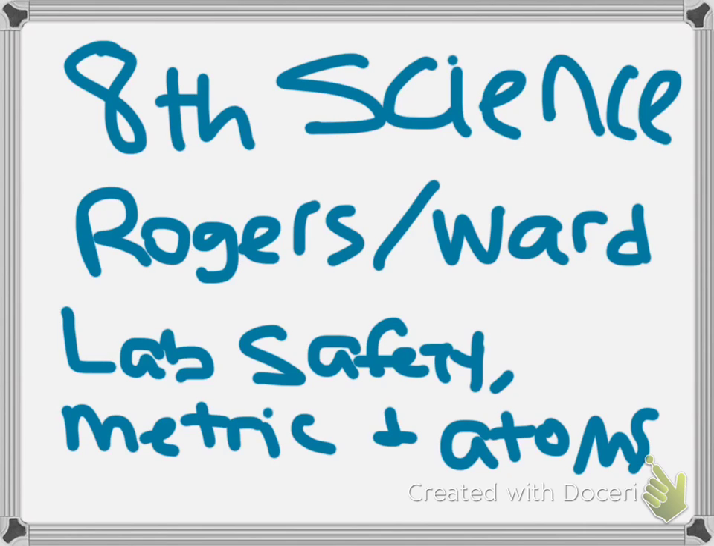Number 22, although atoms cannot be seen, their mass can be measured. Which subatomic particles are primarily responsible for giving an atom its mass? F, protons only. G, electrons and neutrons. H, neutrons only, or J, protons and neutrons.